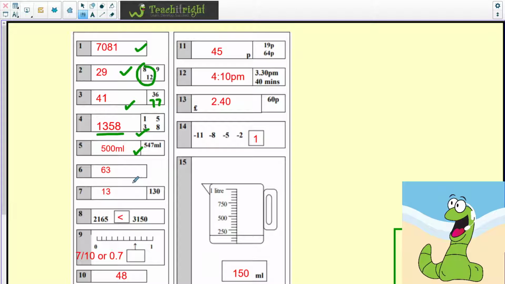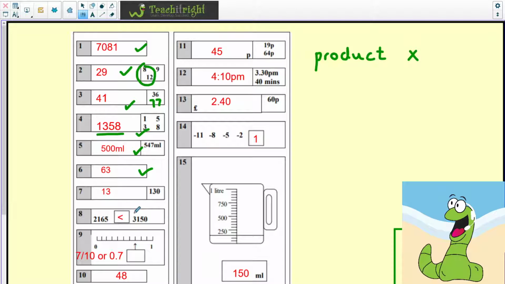Number 6, hope you all know what the word product is. Now, if you didn't know what product meant in terms of mathematics, then we are talking about multiplying. So could be a good word for your word and meaning book, that one. Product means multiply, means times. So we're going to times 9 times 7, which is 63.